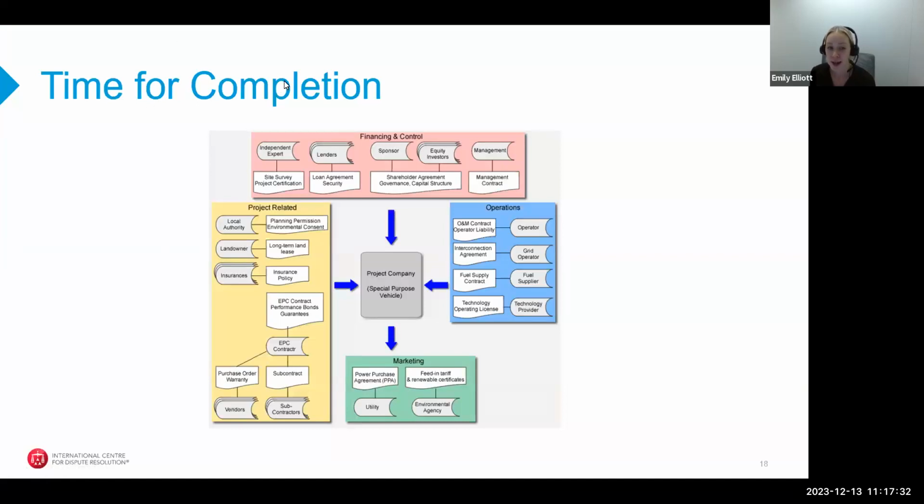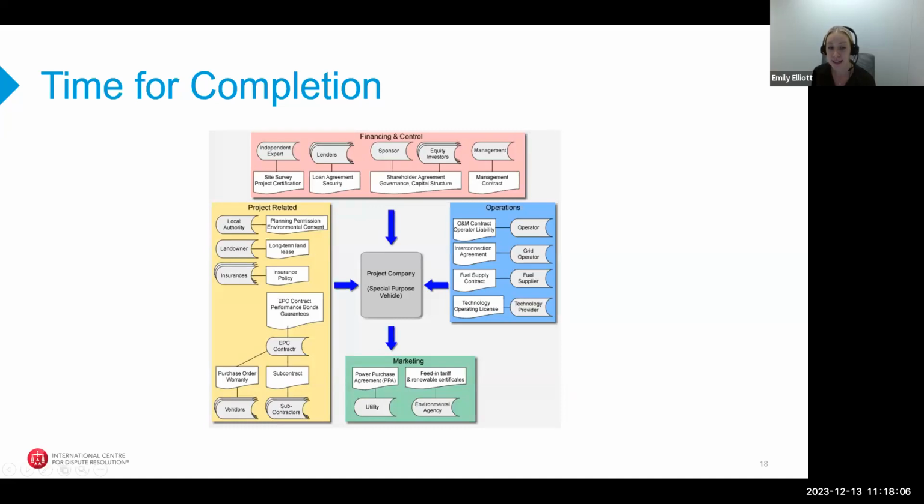Now, as I'm sure you're all aware, delay is one of the most common problems in construction projects. Empirical evidence suggests that most construction cases involve a delay element, and claims for an extension of time to the completion date are the most common type of dispute. Now, the time for completion is a key economic component for most construction projects, as it directly impacts multiple key parties, from project-related parties to financing and control parties, to operations and to marketing parties, as we can see here on the diagram on the screen.